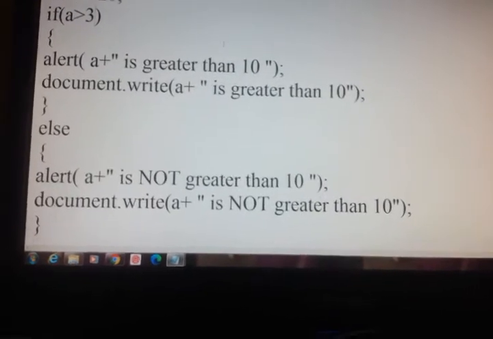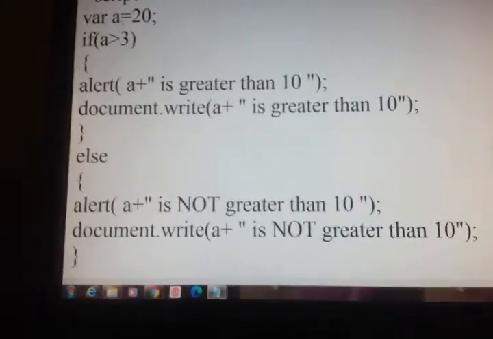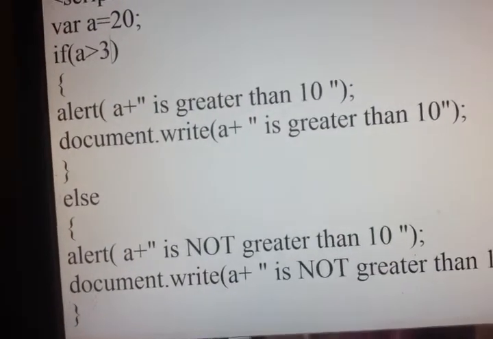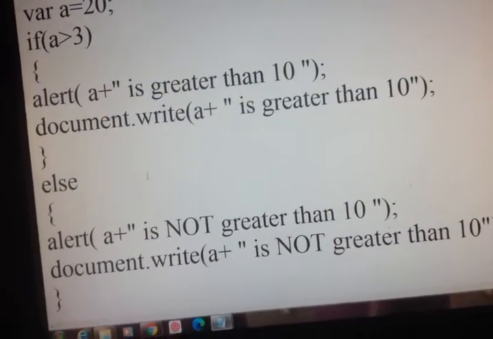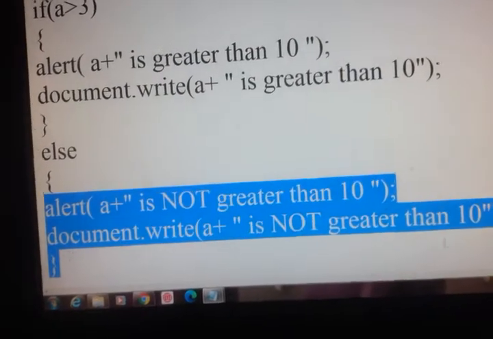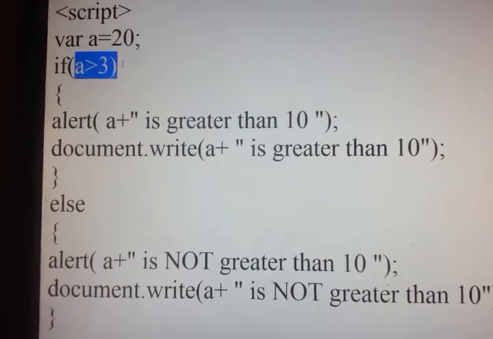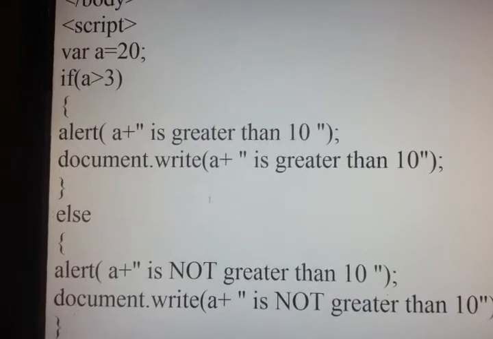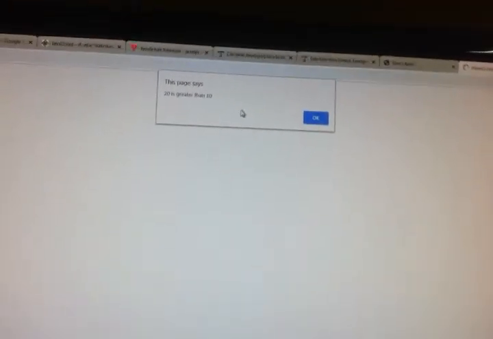First we'll check with the first case. Here we have taken A is 20, so 20 greater than 3. The condition is true, so it will activate this. This won't be activated because only the true statement will be printed. Only if the condition here is false will it go to the else part. Here A greater than 3, the condition is true, so it will execute only the first one. See here, 20 is greater than 10.